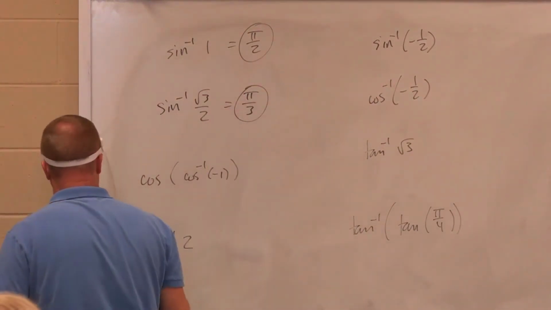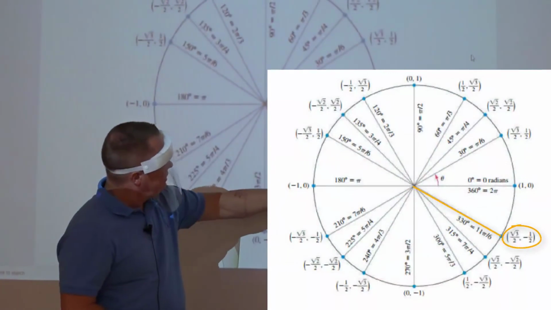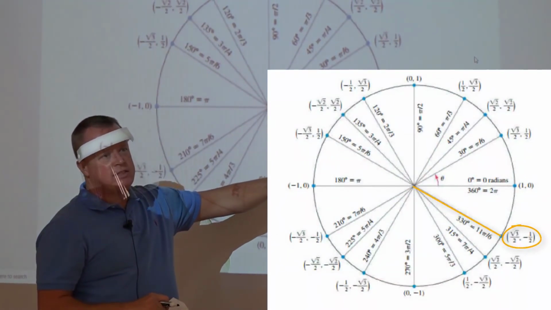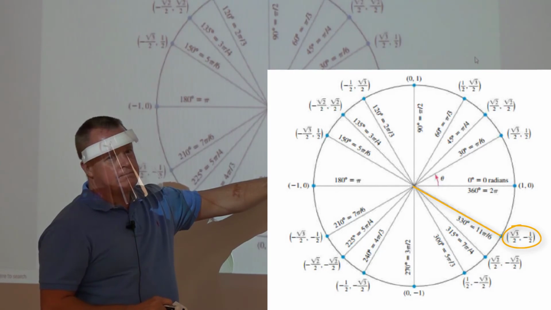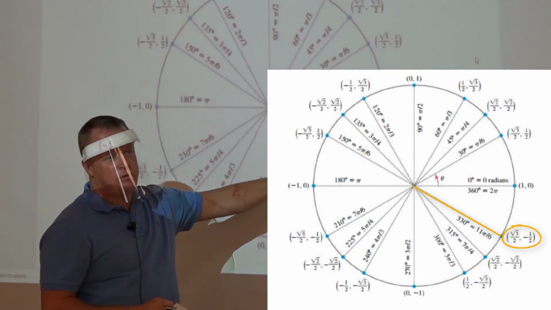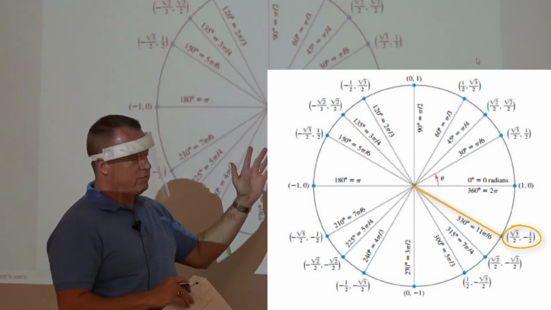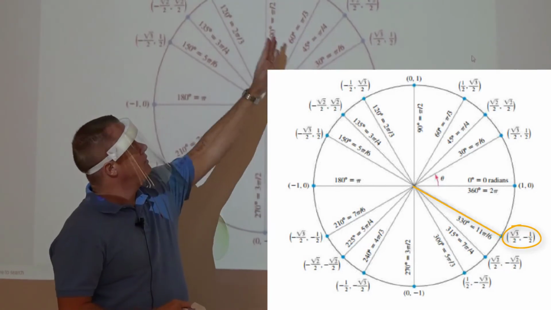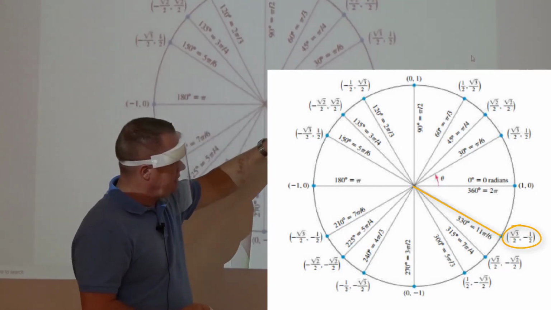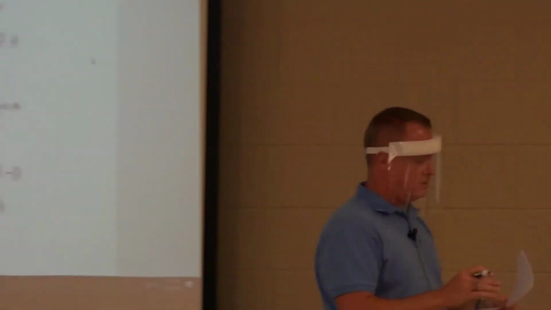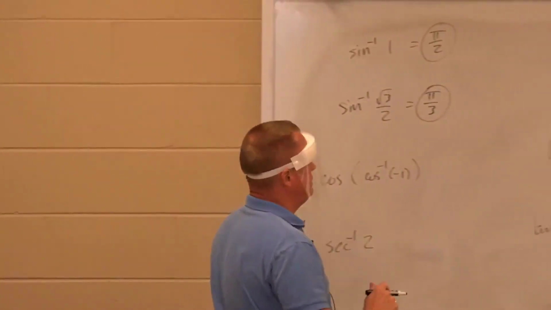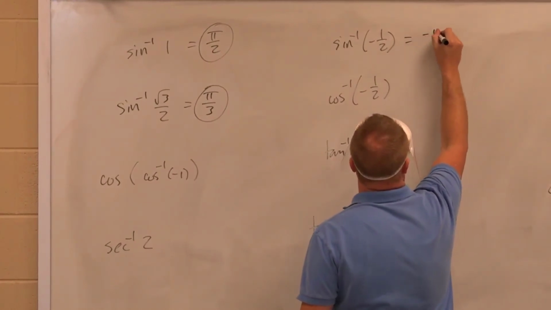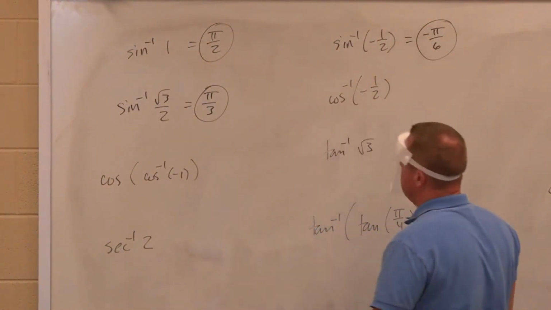Go ahead and do inverse sine of negative 1/2. So in quadrants 1 and 2, where is the y value negative 1/2? Right here. Do we say 11 pi over 6? Nope. What do we say? Negative pi over 6, because the interval is from negative pi over 2 to positive pi over 2. So we need to call it negative 11 pi over 6, I'm sorry, negative pi over 6. Questions about that?